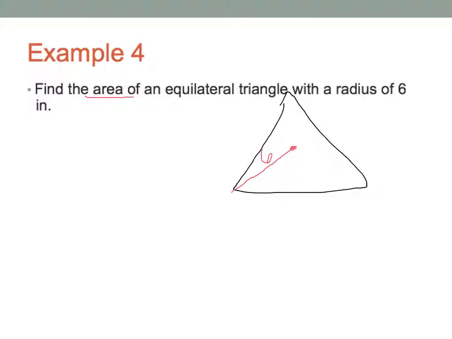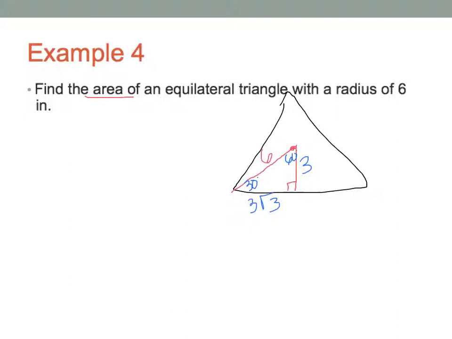Okay, I'm also going to draw in my apothem. Now, I know if it's equilateral, each angle is 60, and this radius bisected the angle, and so now I have 30 degrees here and a 60-degree angle here. Now my apothem will be 3 because it's 30, 60, 90, and the long leg would be 3 root 3.